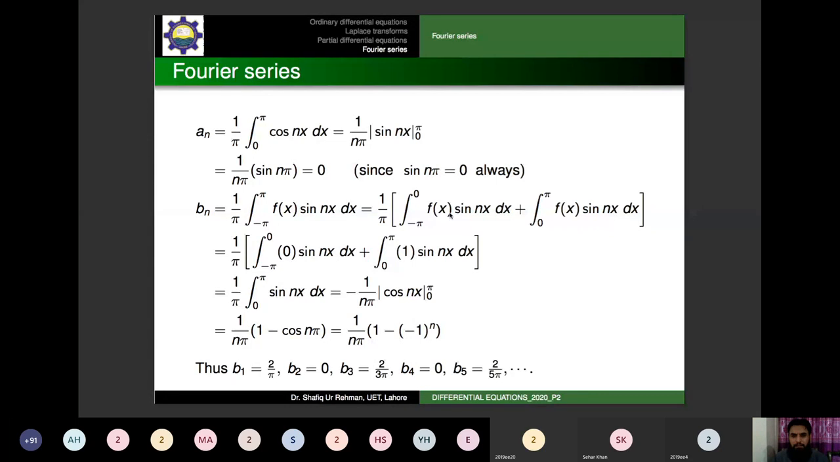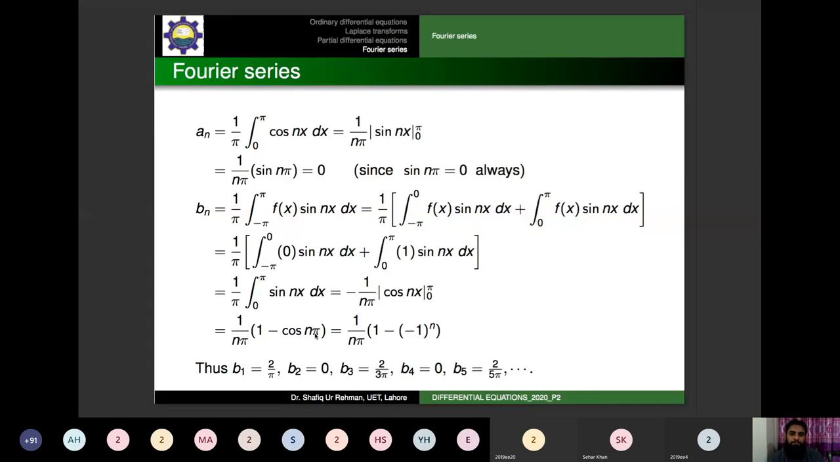Simplified. So the integral of sine is minus cosine. So 1 over n is taken outside. So cosine n pi minus cosine of 0. The negative sign is adjusted in such a way that you have 1 minus cosine n pi.